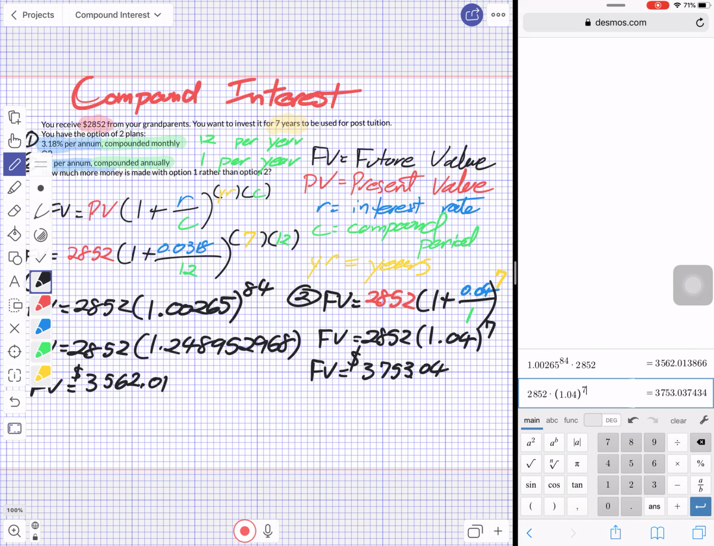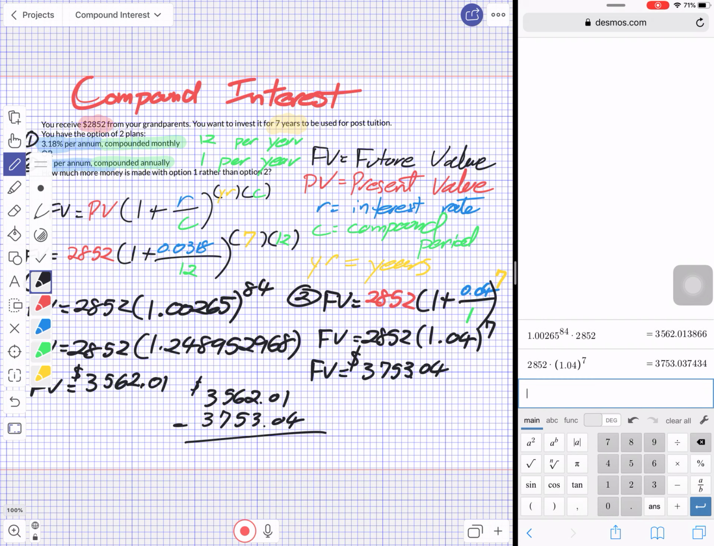Now, the question was, how much more does option one make? So I have to take option one, 3,562 and 1 cent, and subtract it from 3,753.04. And what's going to happen here? Do I have both of them? Oh, I do. Amazing. Can I take this value? I think I can. Let's copy it. I cannot. Oh, well. Okay, write it again. 3,562.01.